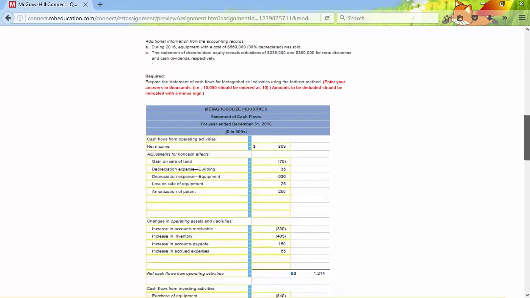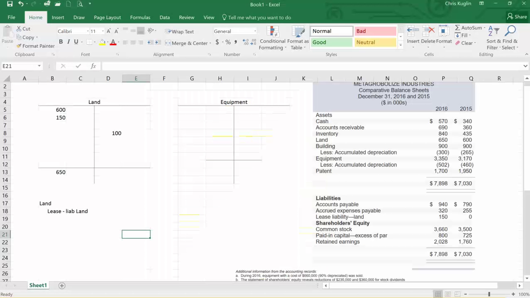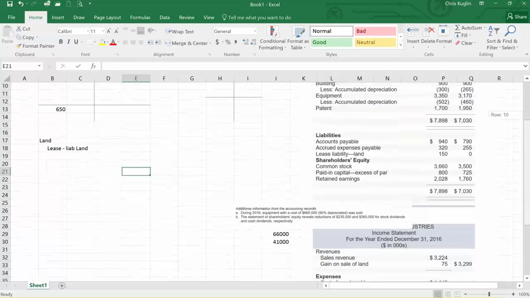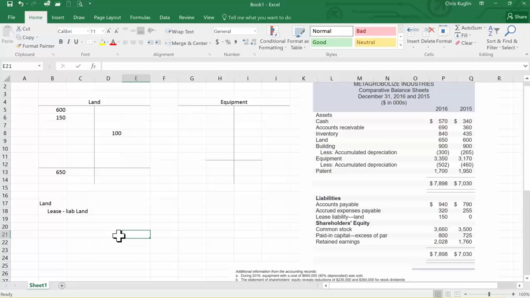Let's see if we can have the author verify what we're thinking. I scroll down to investing and I look, sale of land, 175. That 175 came from the 100,000 that we calculated must have been written off our books, plus the gain given to us in the income statement. There is where 175 on the sale of land comes from. Now we've dealt pretty much with the sale of land.